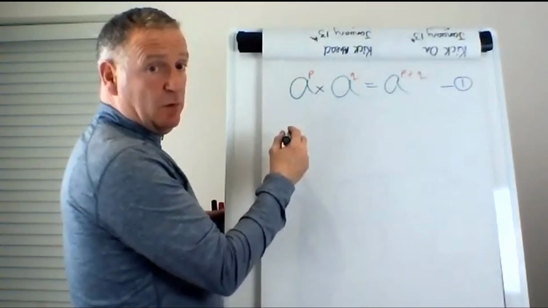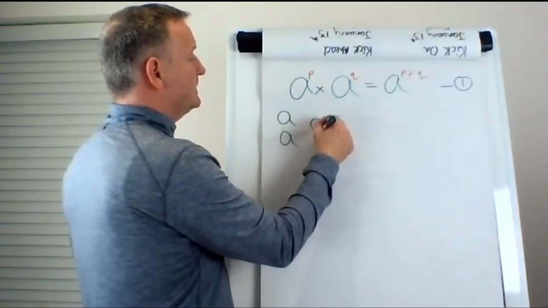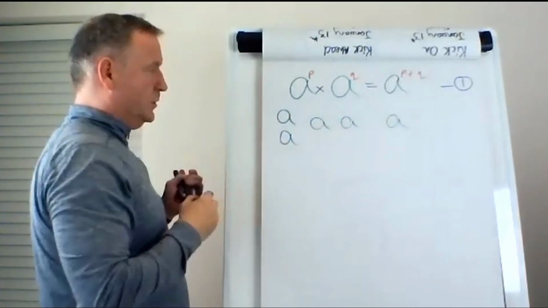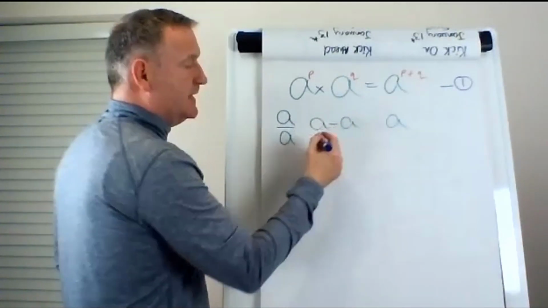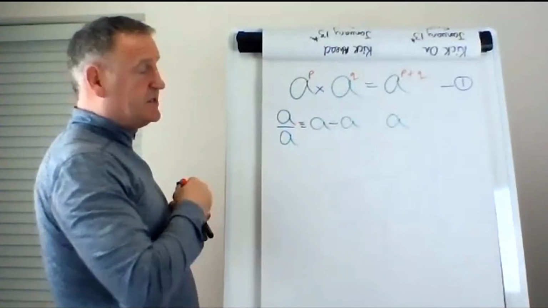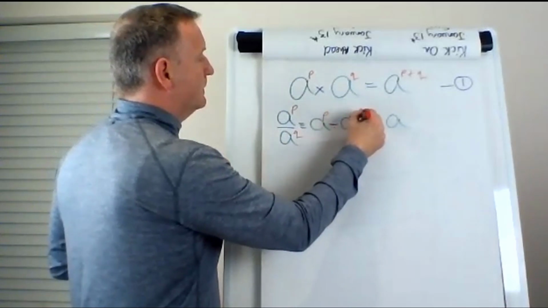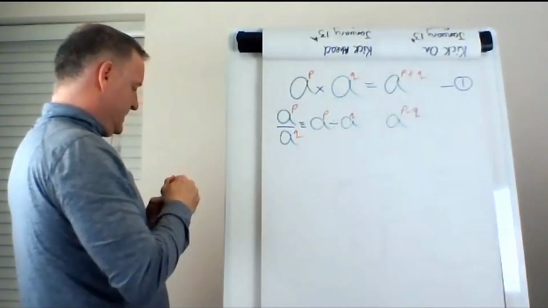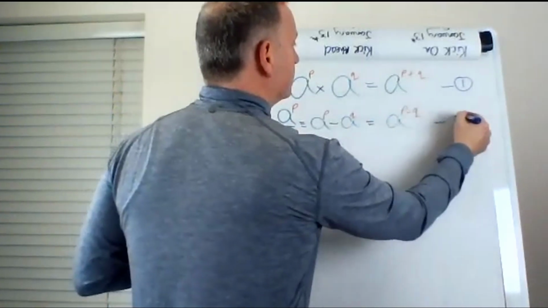Now, for the second one, you may see it like this, or like this. So it could be that you're dividing like this, or you're dividing like this, yes? Whichever way around you see it, you remember for this one, you're dividing, you're going to subtract the powers, yes? That would be number 2.